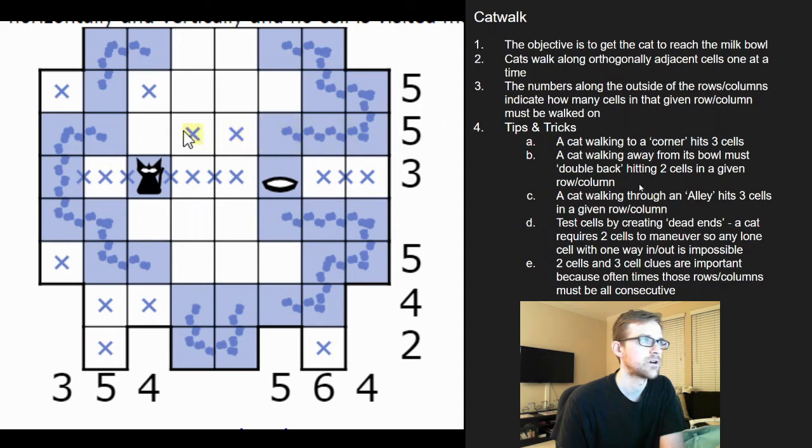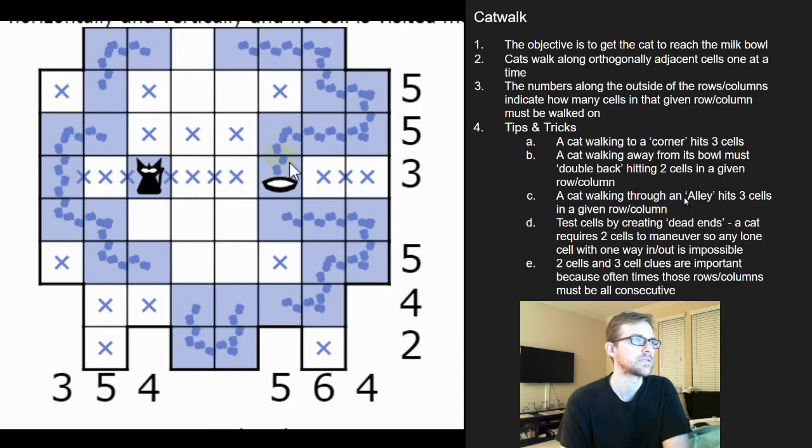Now this 5 is solved, so those are X'd out. This 5 is interesting. It needs 2 more. This 5 is solved though, right? 3, 4, 5. Okay, so we X those out. So we know that this path keeps going forward there. This path is a dead end. It can't go up, can't go to the left, so it has to go down.